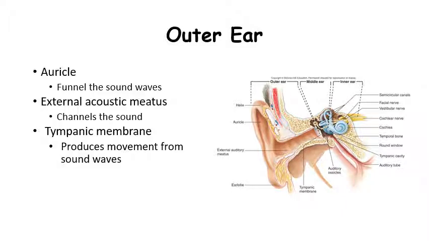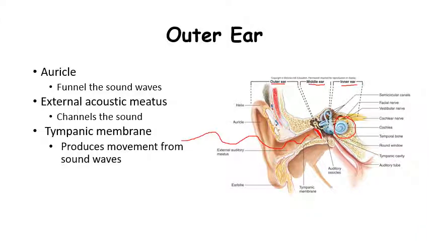So for hearing, there are three different structures of the ear. We have the outer ear, the middle ear, and the inner ear, where we have the cochlea with the sensory cells. We have sound waves coming in, and the outer ear's job is basically to funnel the sounds, the auricle funnels them into the external acoustic meatus and ultimately onto the tympanic membrane, or the eardrum.